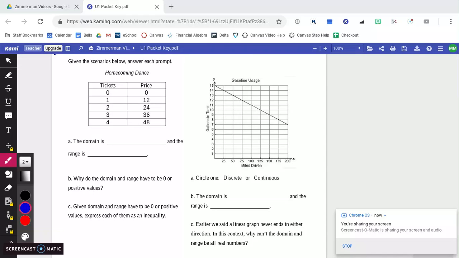All right, we're going to finish up with some real-world applications of domain and range. First, we have a homecoming dance table here with tickets and prices. You can think of the tickets like your X and the prices like your Y, because we'll always put input on the left, output on the right. So the domain, we're not going to write out all the numbers, we're going to represent it as a phrase, is the tickets, and the range is the price you pay.